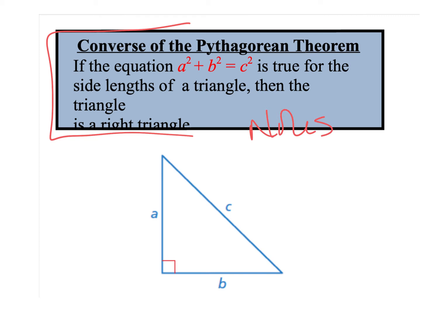The converse of the Pythagorean theorem is, if the equation a squared plus b squared equals c squared is true for the side lengths of a triangle, then the triangle is a right triangle. So basically what they're saying is if you plug the three numbers into the Pythagorean theorem and it works, it's a right triangle. Pause the video and write it. We're going to practice it on the next slide.